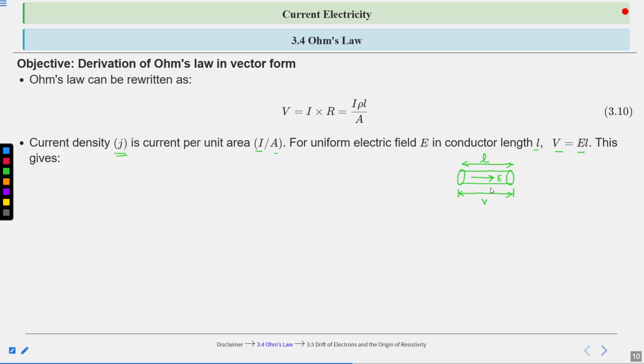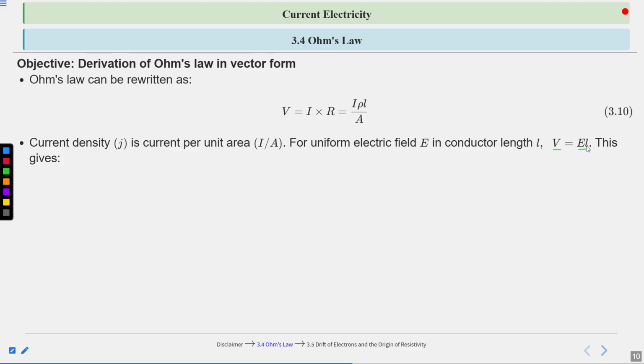How? According to the relation of electric field and potential difference, which is E equal to minus dV by dr, and the magnitude of E is dV by dr, potential difference upon the displacement, the separation. So now the separation between its both ends is L, the length of the conductor, and V is the potential difference and E is the electric field. So we can write V equal to EL.